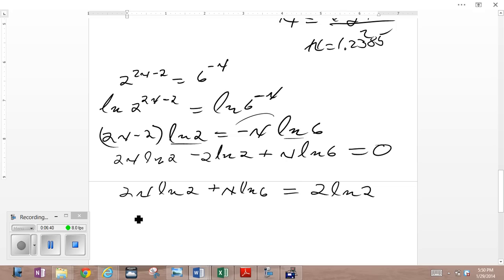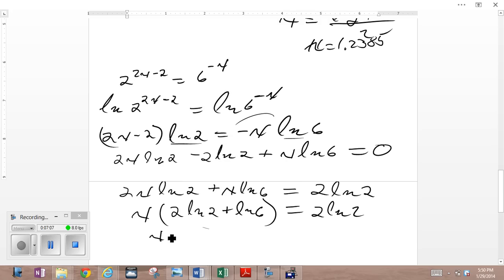And here, I'm going to pull out my x as a common factor, and then I'm going to have 2 natural log of 2 plus the natural log of 6 equals 2 the natural log of 2. And now all I have to do is divide by this, and then I'm done with it. Of course, I can condense these, as you can see.